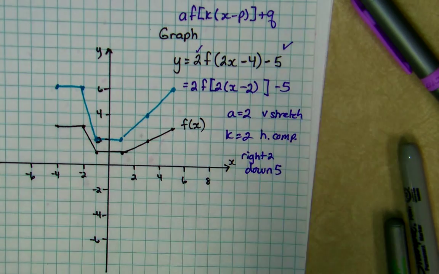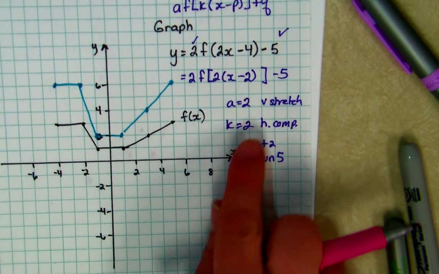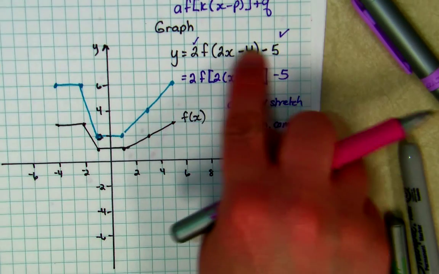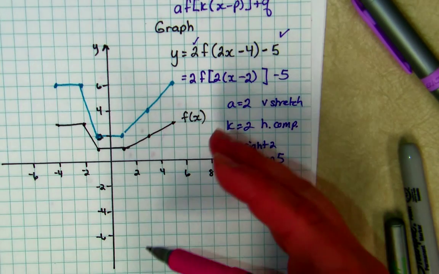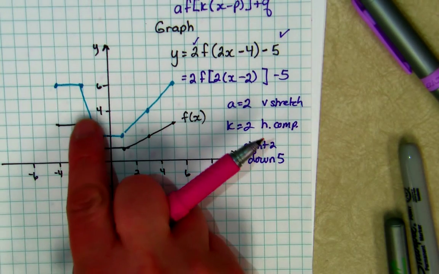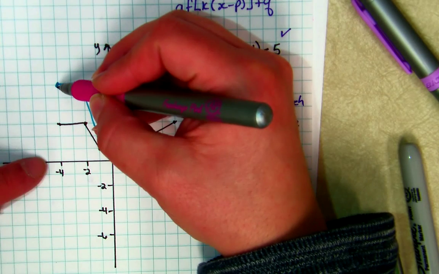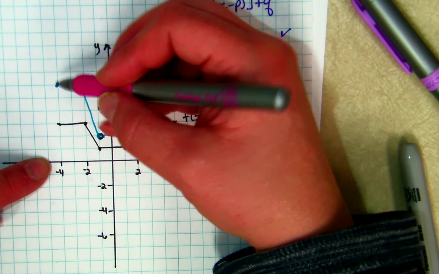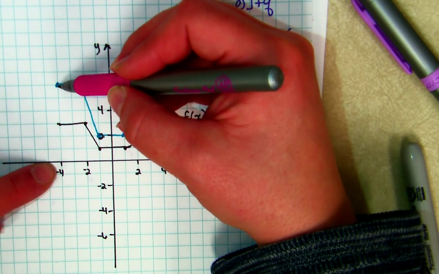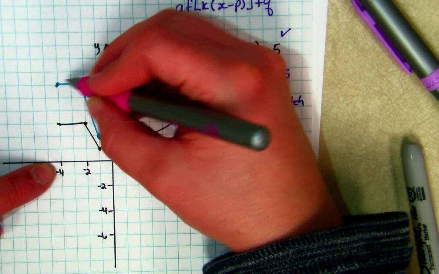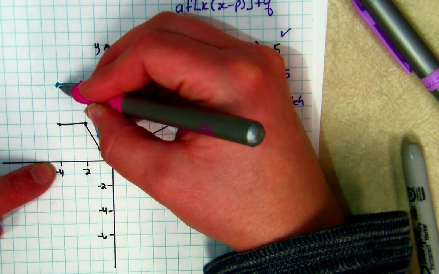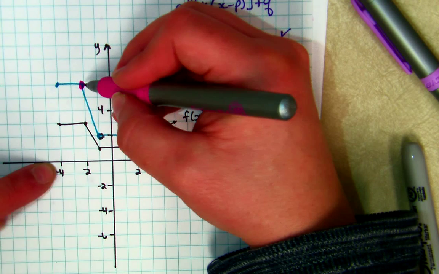Now I'm going to apply k, which is a horizontal compression. But because my final graph has all of these numbers together, it's not one at a time, I'm now going to work from the blue graph. So now k affects the horizontal, so I'm looking at the x. This x was at -4, so it's going to go to -2. So this point gets squished into -2.